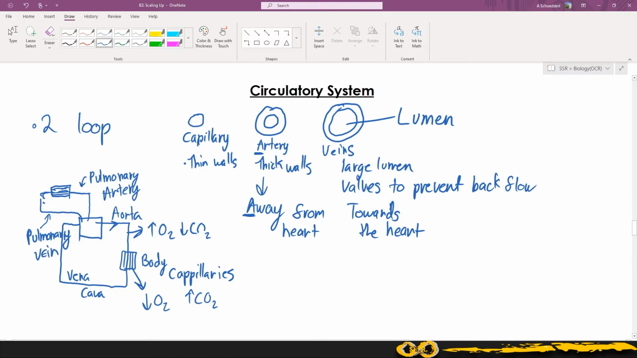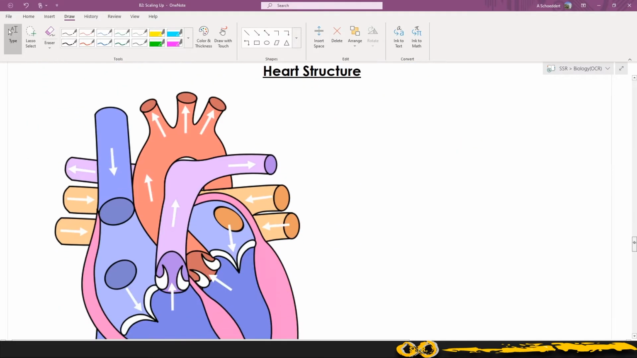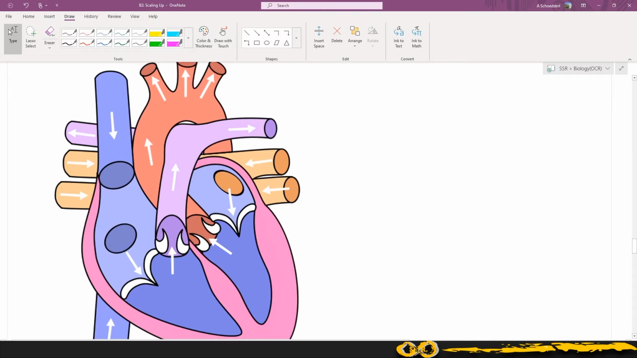Now, the heart itself is an amazing feat of biology. Our human heart is four-chambered. At the top of the heart, we have two atria, and this is where the blood comes in from the veins. And at the bottom of the heart, we have two pumping chambers, and these are known as the ventricles.